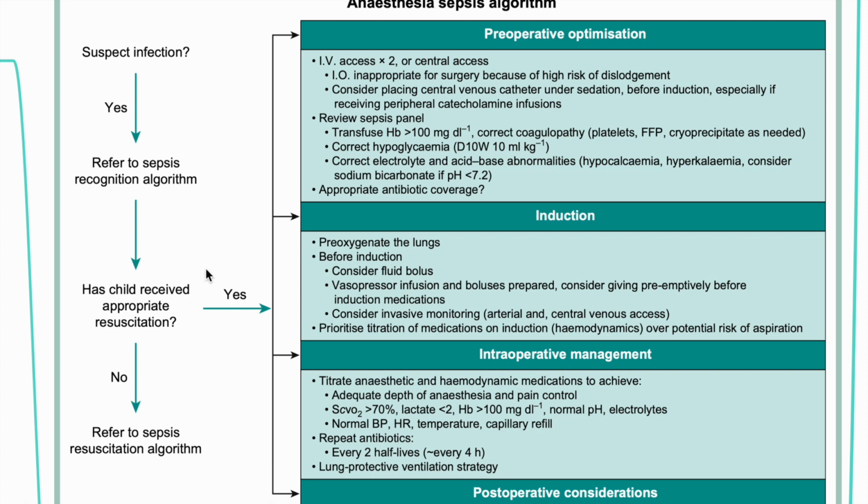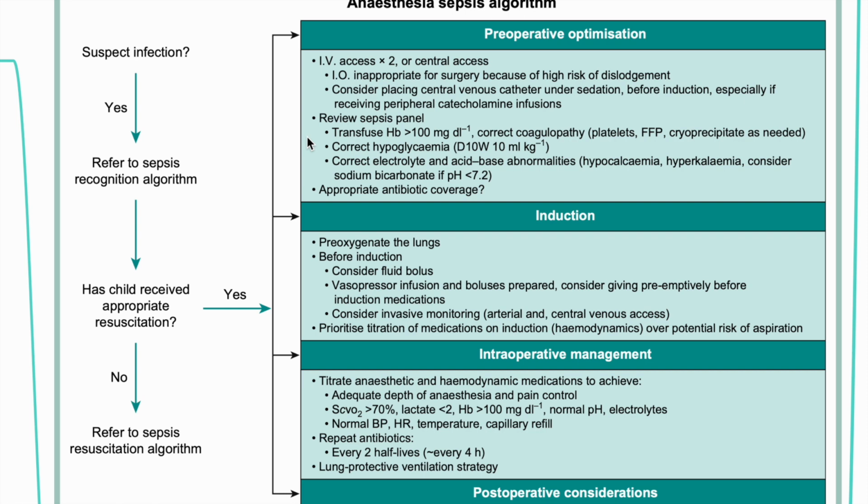If the child has not received appropriate resuscitation, refer to the sepsis resuscitation algorithm and execute as appropriate. If the child has received appropriate resuscitation for sepsis, proceed with pre-op optimization: IV access ×2 or central access. Intraosseous is inappropriate for surgery due to high risk of dislodgement. Consider securing a central venous catheter under sedation prior to induction, especially if receiving peripheral catecholamine infusions.